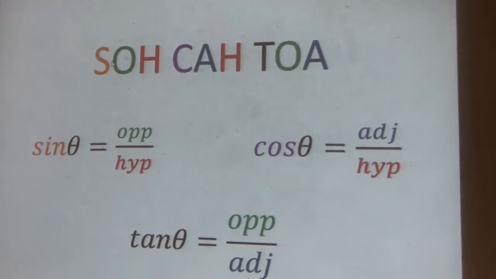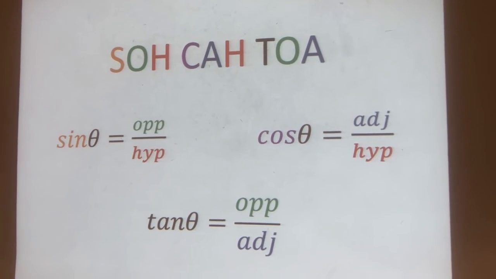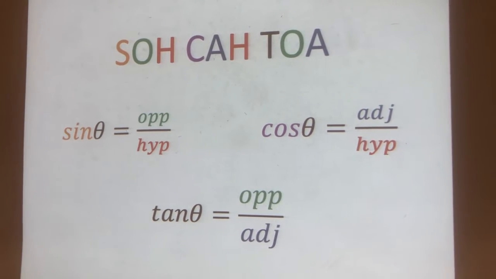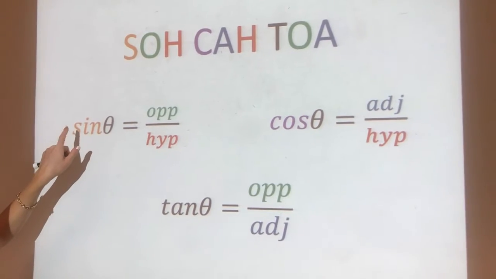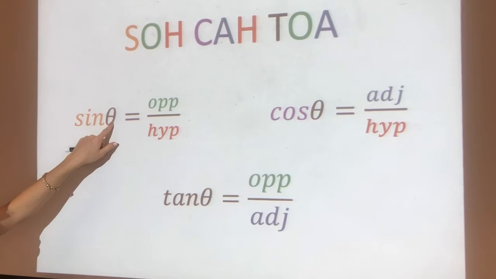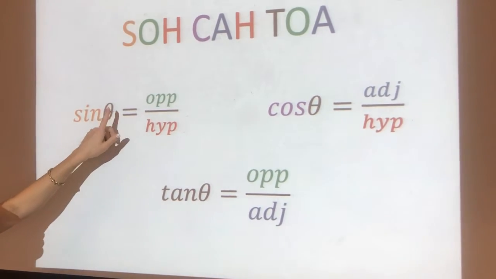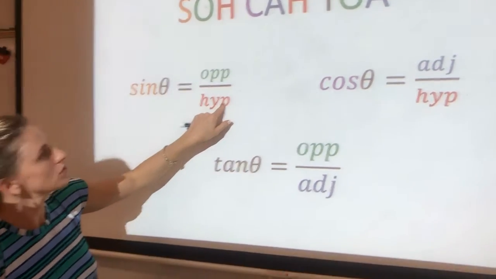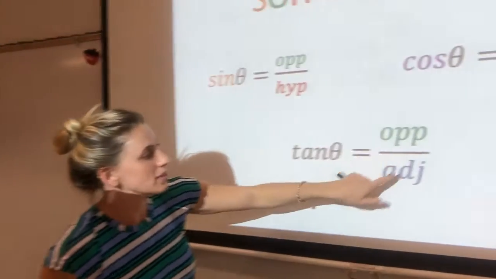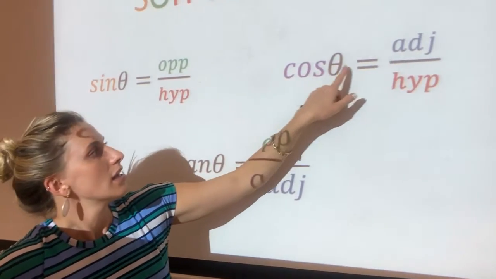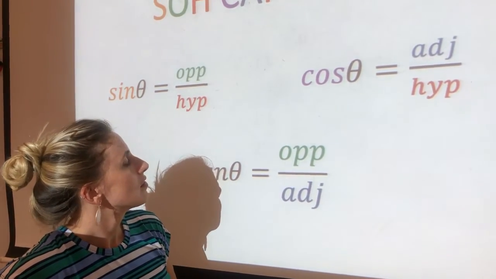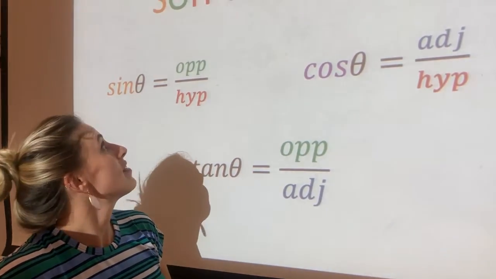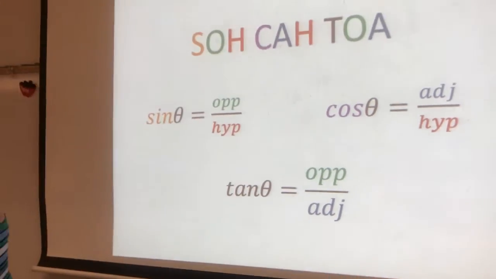SOH CAH TOA. Your worst nightmare? Nah, your calculator knows how to do it. This is easy stuff. In order to find the sine of the angle, sine theta, you just plug in the opposite and the hypotenuse numbers. Tangent, opposite over adjacent, and cosine, adjacent over hypotenuse. That's all there is to it.